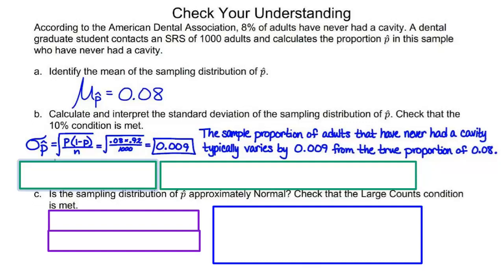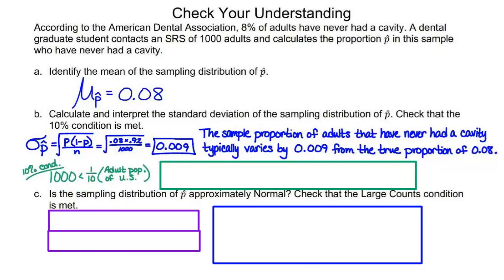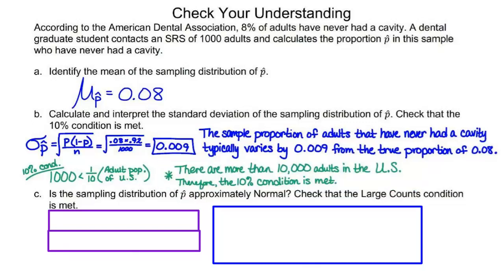Have we met our 10% condition? Yes. We have a random sample of 1,000. My population is all the US adults. There are at least 10,000 adults in the US, so I know my 10% condition has been met.